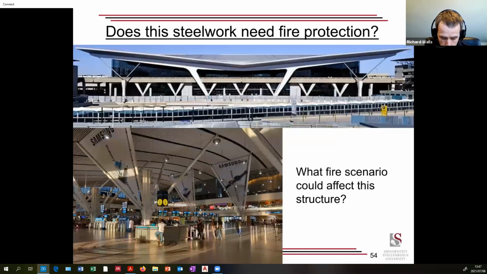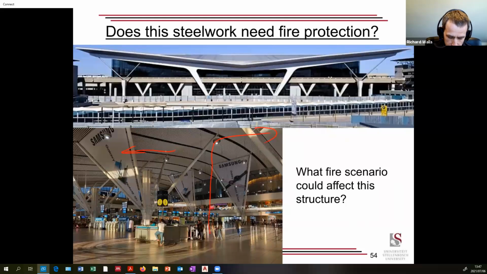So coming back, does this steelwork need fire protection? The question I threw out to you earlier, just before I wrap up. Well, it depends on what we mean by fire protection, what fire scenario and protection. So yes, a post flashover fire will not occur in this group. It's too big. The hot gases will rise to the roof and just spread along.